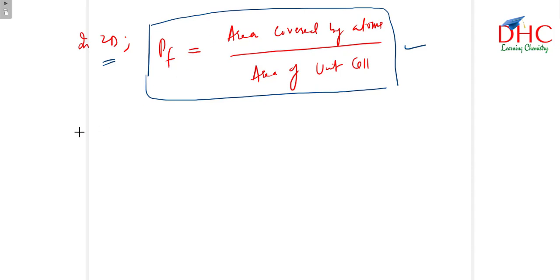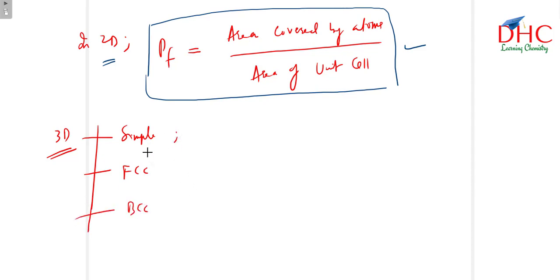So we know that in 3D we have 3 types of packings. 3D में हमारे पास 3 टाइप्स ऑफ पैकिंग्स होते हैं. एक तो सिंपल होता है सिंपल क्यूबिक पैकिंग, दूसरा होता है FCC और तीसरा होता है BCC. So in simple cubic packing or a primitive lattice, we have number of particles equal to 1, but in case of face centered we have number of particles equal to 4. In case of BCC we have number of particles equal to 2.